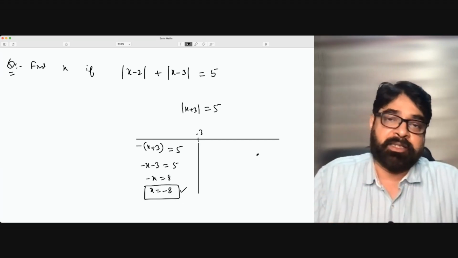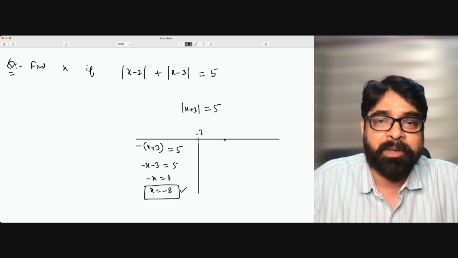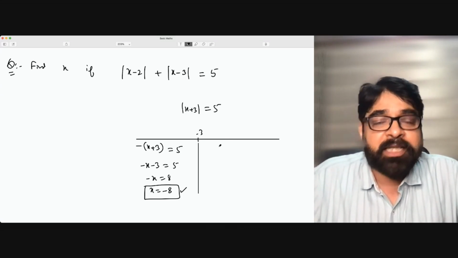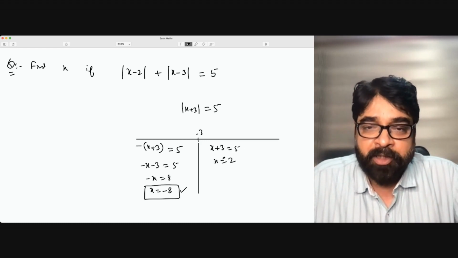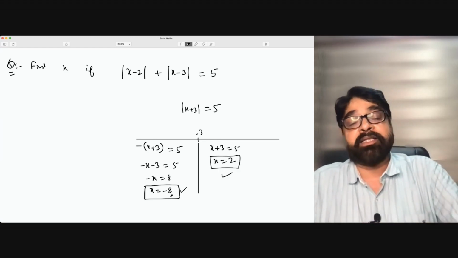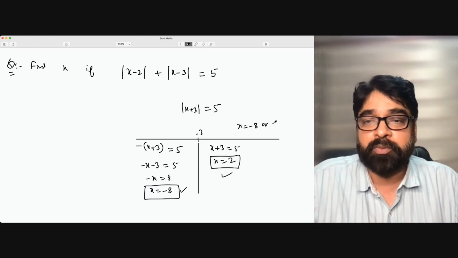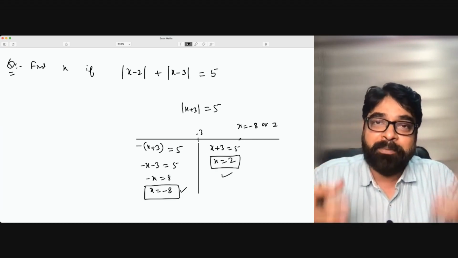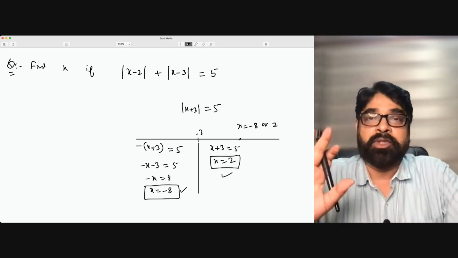Now I'll solve after minus 3. After minus 3, this will be positive. Any number you take after minus 3, this will be positive. So if this is a positive number, what is the sense of keeping mod? I can remove the mod. X plus 3 equal to 5. X equal to 2. 2 comes after minus 3, so this is also accepted. So the answer will be minus 8 or 2. X equal to minus 8 or 2. Remember, 'or' is there and 'and' is not there. How is it possible that x can have two values at a time, minus 8 and 2? 'Or' will be there. Do you understand?